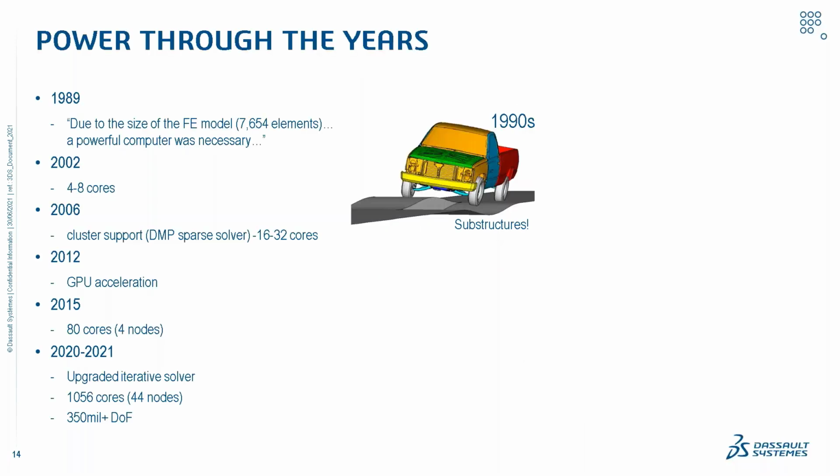If we power through the years, we can see that back in around 1990, I don't have any information before 1999 because I wasn't born then, but around 1990, I think the Cray 2 was out. I think the Cray 3 was just about to come out, if I remember properly. But we have a quote from one of our community papers that due to the size of the FE model, 7,600 elements, a powerful computer was necessary. And that's a perfectly acceptable statement. Back in 1990, you had 7,000 elements. That was a lot of information.